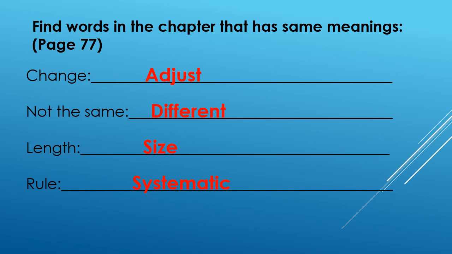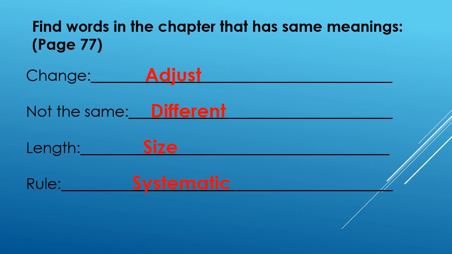Dear students, now we will do the exercise that is given on page number 77. Find words in the chapter that have the same meanings. The first word that is given to us is change. Adjust has been used in the chapter for the word change, so you will write adjust on the blank that has been provided to you.